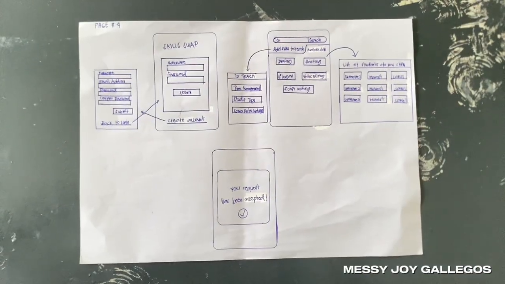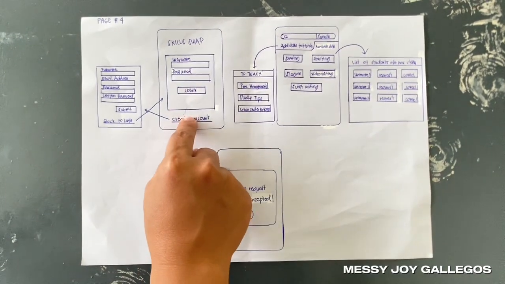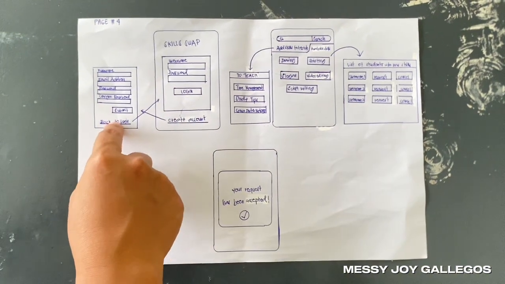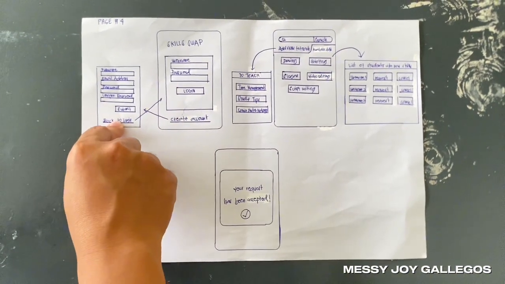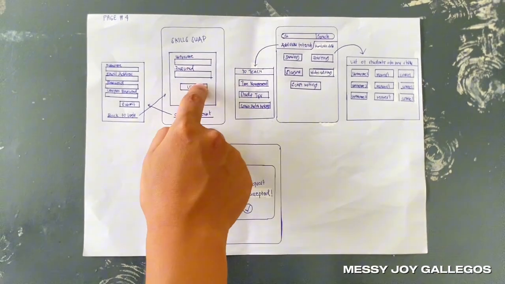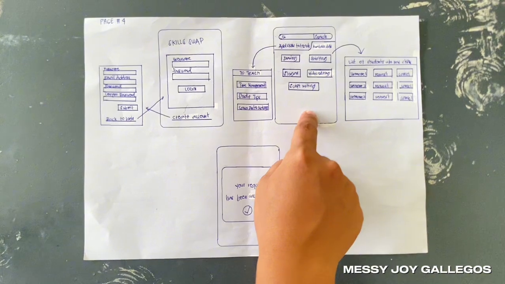Now let's demonstrate our app. So first, the user sees the login screen. Before logging in, the user must register first. After registering, the user goes back to the login screen and logs in. After logging in, the feed screen appears.